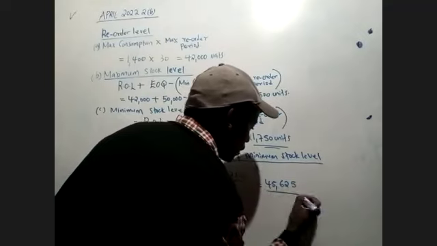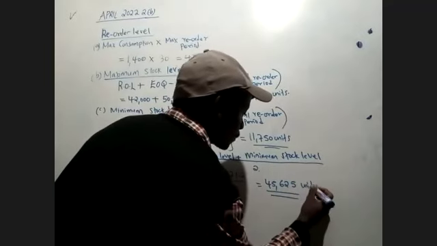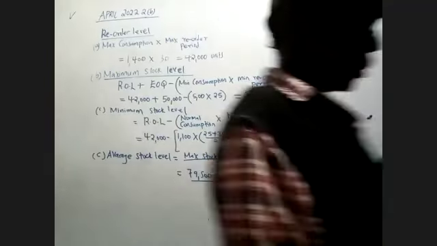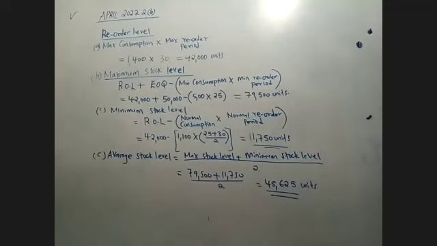45,625 units. 45,625. That one is material costing.